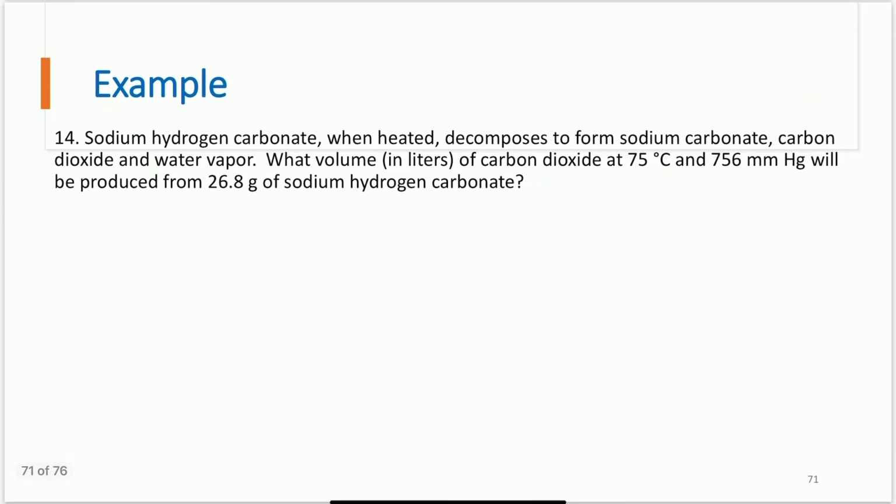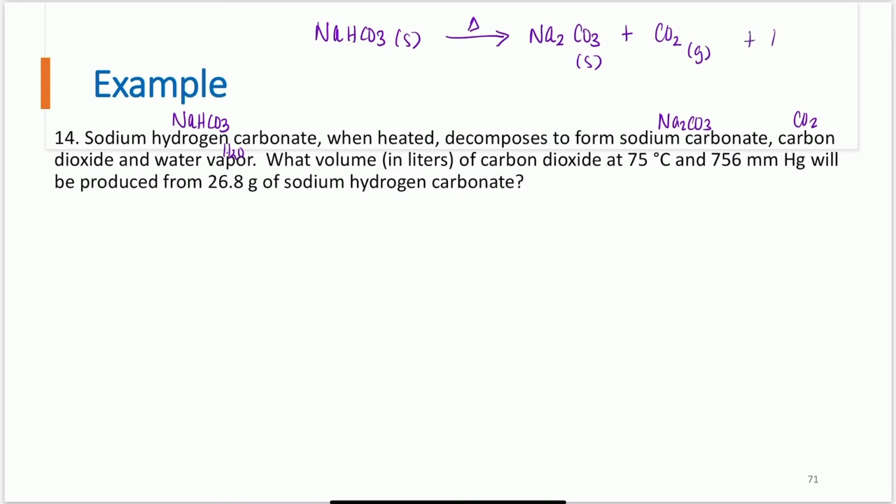Number 14, sodium hydrogen carbonate, NaHCO3, when heated, decomposes to form sodium carbonate, carbon dioxide, and water vapor. So I've got NaHCO3 being heated to form Na2CO3, CO2, and water vapor. Balance it out.